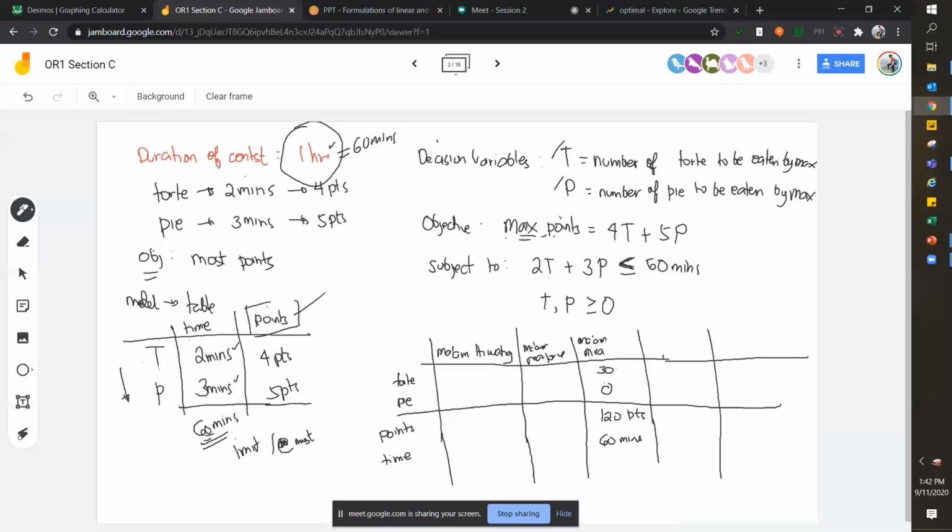30 times 4, 120 plus 5 times 0. Nagets po ng iba? Then, 2 times, sinubstitute lang. Then yung t greater than or equal to 0? Yes, greater than or equal to 0, yung p? Yes po. How about the rest? Ma'am Hiwatig, Ma'am Marjorie?